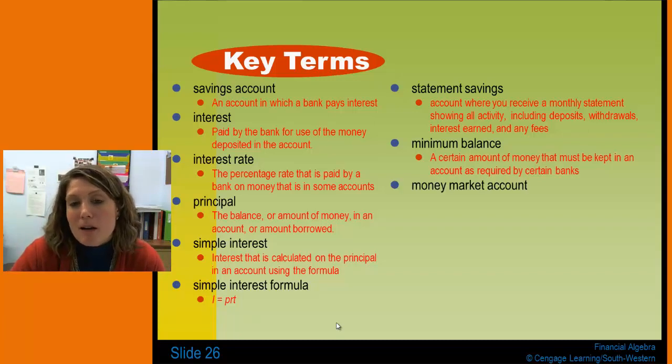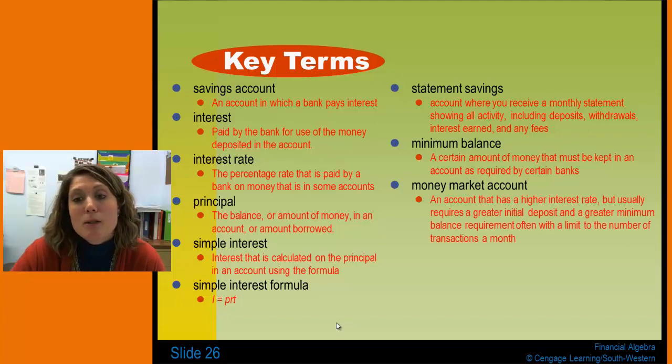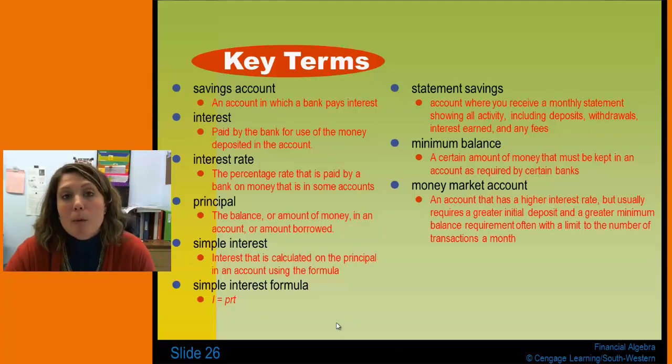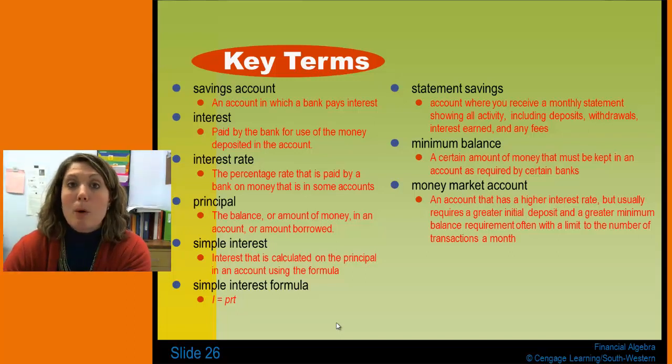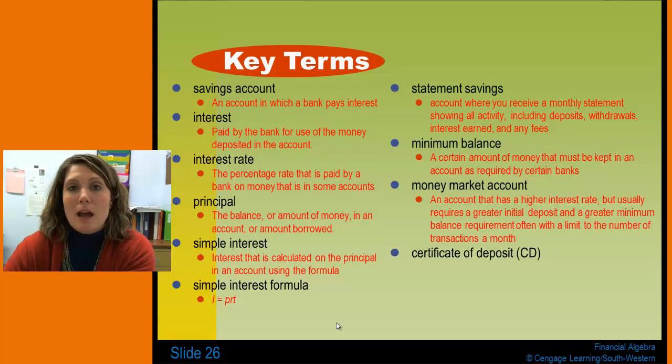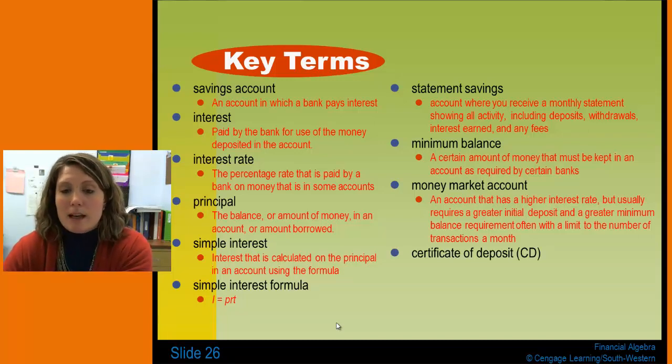A money market account, not as popular, but it has usually a higher interest rate, but at the same time requires a greater initial deposit, so requires you to start with more money in the account, and requires you to maintain a greater minimum balance, which requires you to keep more money in there all the time. And they usually limit the number of transactions that you can do per month, whereas a savings account doesn't have a limit as far as what you can put in or take out of that account.